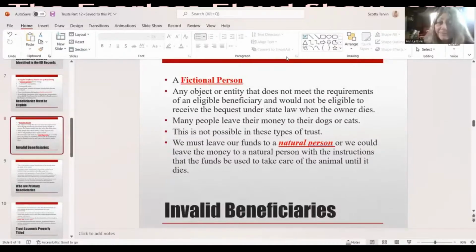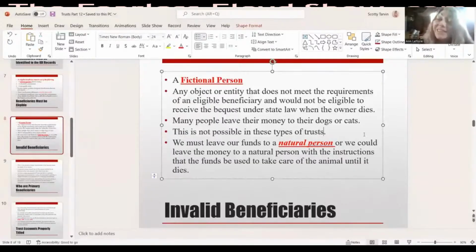Many people leave their money to their dogs or cats. This is not possible in these types of trusts. We must leave our funds to a natural person, or we could leave the money to a natural person with the instructions that the funds be used to take care of the animal until it dies. This is what I was saying just a few minutes ago. We cannot use fictitious entities. We cannot use pieces of paper. So it has to be a natural person.